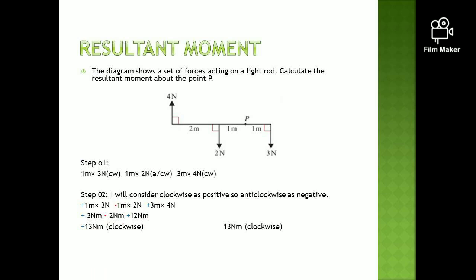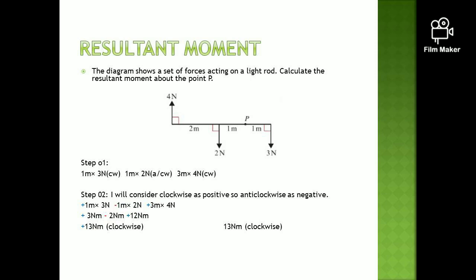Let's start this question. Here the diagram is given. We need to find the resultant moment around point P. First I will start with step 1. The force 3 Newton. The moment is 1 meter into 3 newtons. That performs a clockwise moment.